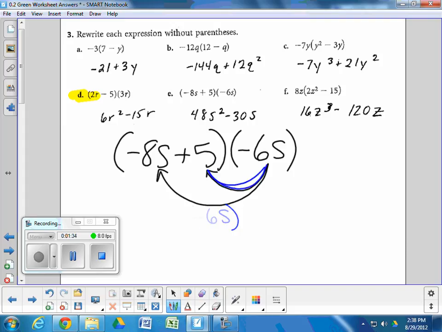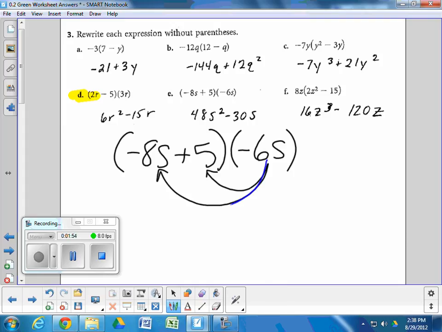The second arc would be 5 times negative 6s. Okay, so you need to think about what those 2 multiplication problems would give you. This is like a bonus problem. It's buy 1, get 1 free. All right, you got 1 problem, you get to do 2.